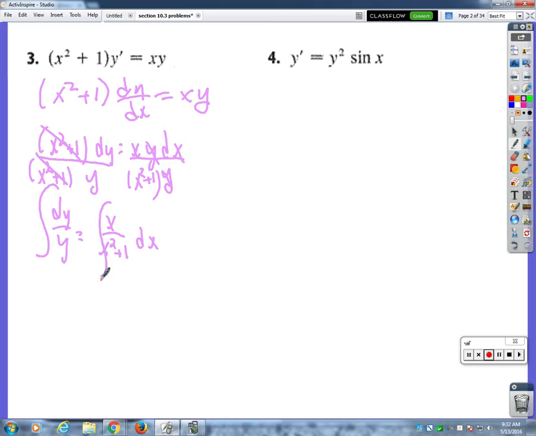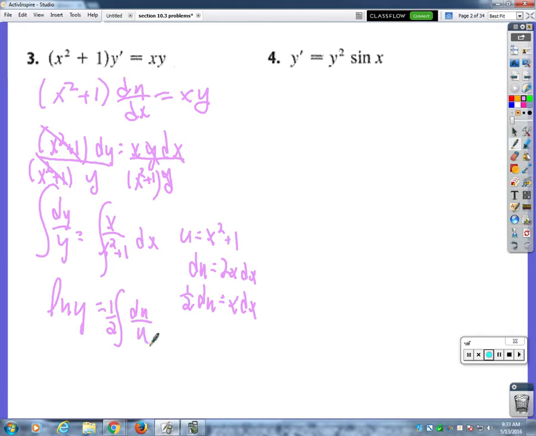So antiderivative of dy over y is natural log of y. This one, unfortunately, is a little bit tricky because you have to make a u substitution. So we have to use our old techniques of integration to solve some of these. So that means the derivative of that is 2x dx. So I got a 1/2 du equals x dx. So this becomes 1/2 du over u.